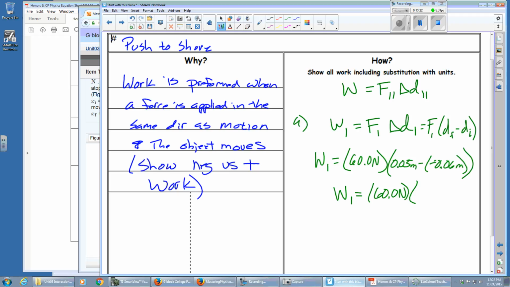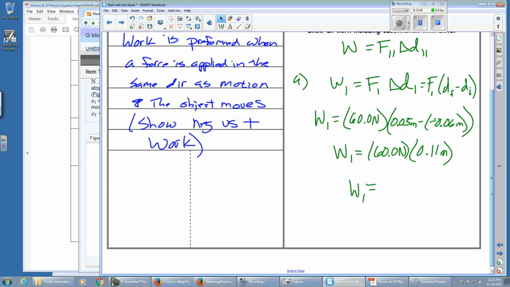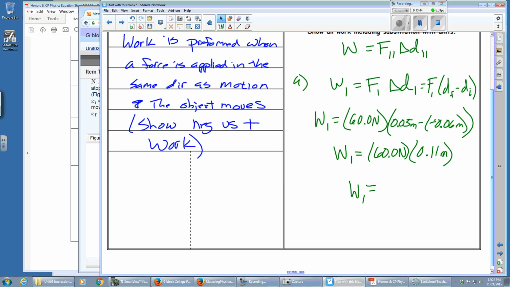All right. And then, minus a negative is plus, so 0.11 meters, right? And I'm going to get a positive number. Good for part A? All right, let's go on to part B then.